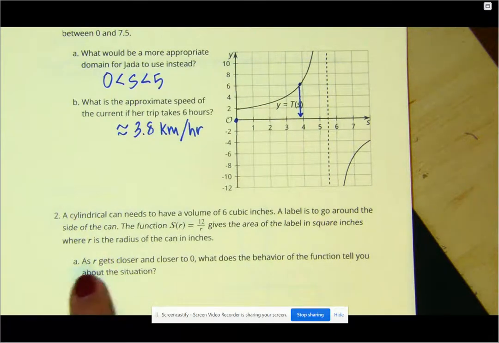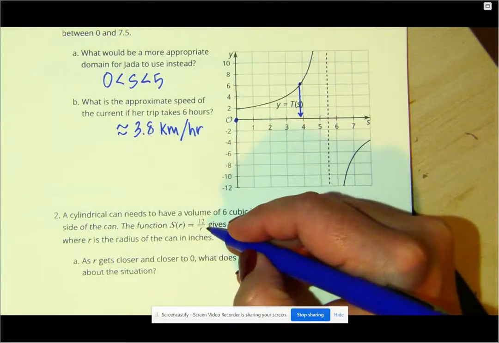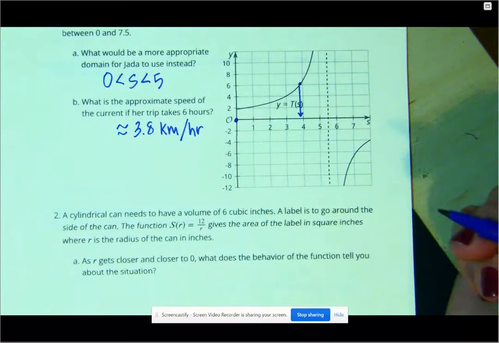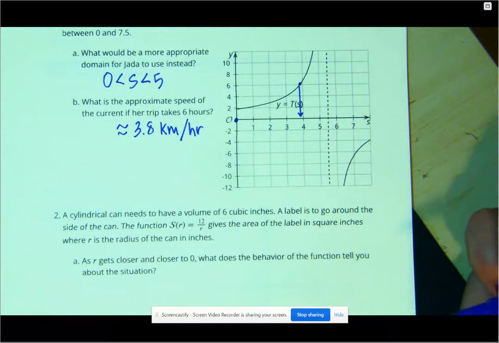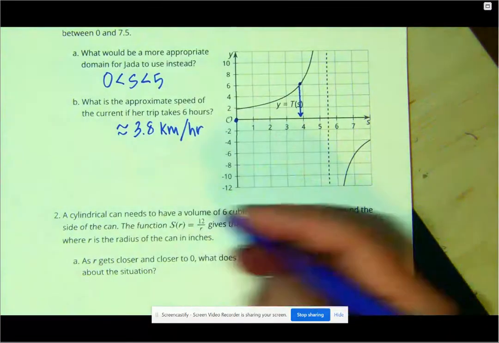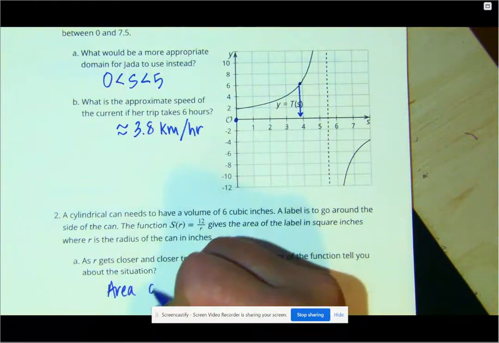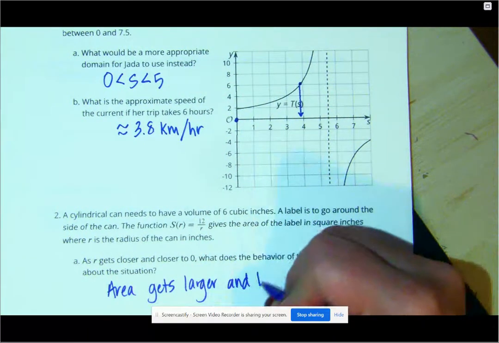The first question says, as R gets closer and closer to 0, so when I put smaller and smaller numbers in for R, what's going to happen to this value? It's going to get larger and larger. And you could convince yourself, you could take 12 divided by 0.1, 12 divided by 0.01, 12 divided by 0.001. And you could convince yourself that this is true. Okay, so as R gets closer and closer to 0, the area gets larger and larger.